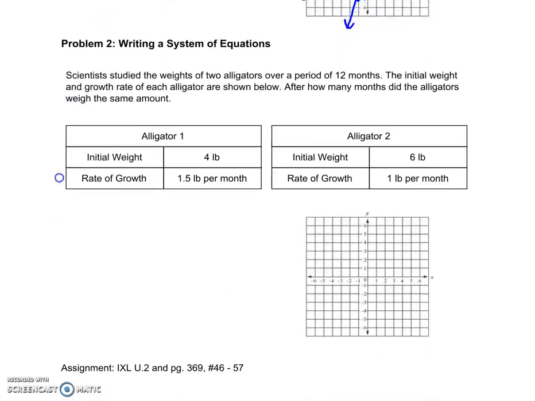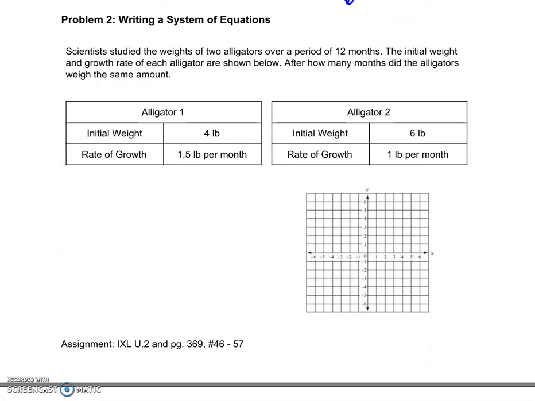Moving on to problem 2. So problem 2 is going to be similar. It says writing a system of equations. So that means we're actually going to write what the equations are. So scientists studied the weight of 2 alligators over a period of 12 months. The initial weight and growth rate of each alligator are shown below. After how many months did the alligators weigh the same amount?